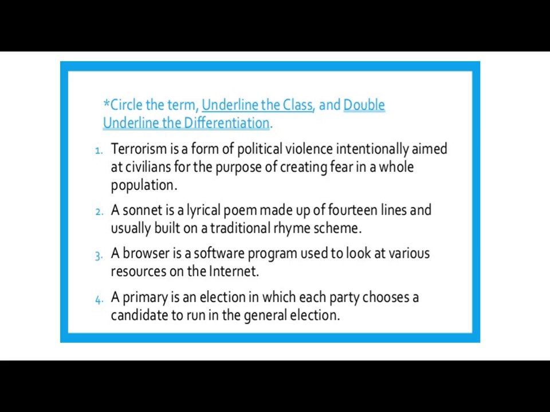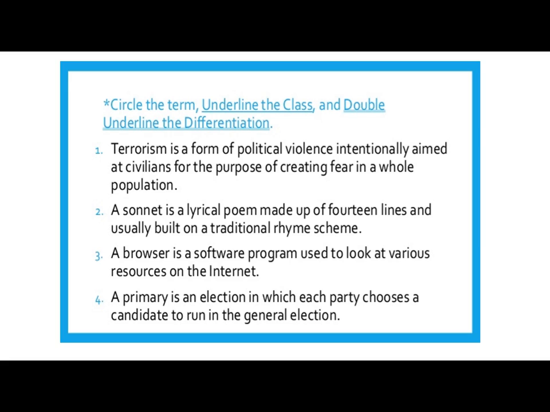Next, third one, a browser is a software program used to look at various resources on the internet. Browser is the term we have to circle. Then we have to underline the class, software program. Then various resources on the internet, we have to double underline as the differentiation.